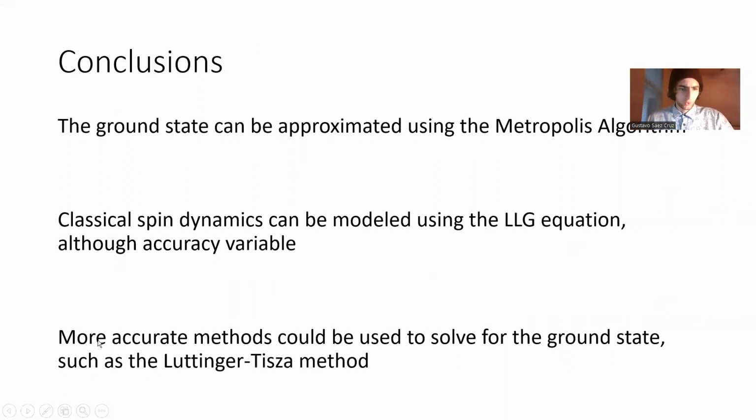Another thing would be using a more accurate method to find the ground state. Not only more accurate, but faster and more efficient. Again, the Metropolis algorithm takes a long time for larger systems. However, there are methods out there like the Luttinger-Tisza method that could be faster and more accurate for larger systems if we make certain assumptions. And yes, that is the conclusion to my talk.